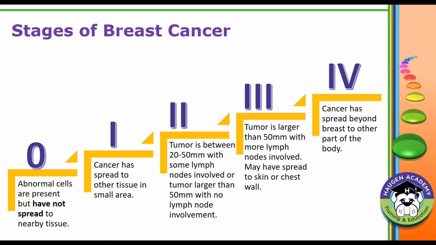3 is a regional spread. So this is when the tumor is larger than 50 millimeters with more lymph nodes involved across a wider region. Some cases there's no tumor present at all, but cancer may have spread to skin or chest wall. And 4 is a distant spread, so cancer is spread beyond the breast to other parts of the body, such as the brain, the bones, lungs, and liver are common sites.